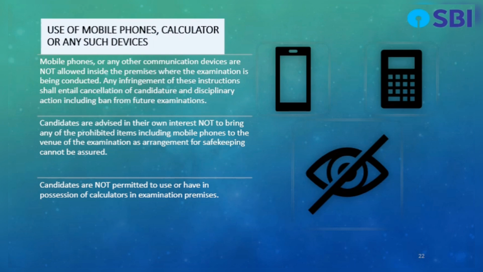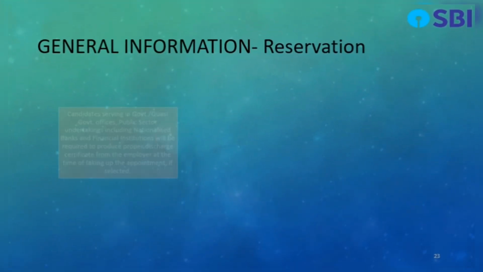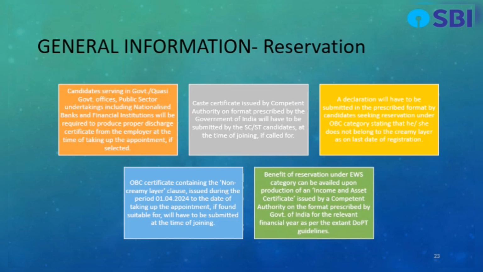General information: reservation. Candidates serving in government, quasi-government offices, public sector undertakings including nationalized banks and financial institutions will be required to produce a proper discharge certificate from the employer at the time of taking up appointment, if selected. A caste certificate issued by a competent authority on the format prescribed by the Government of India will have to be submitted by the SC/ST candidates at the time of joining, if called for.